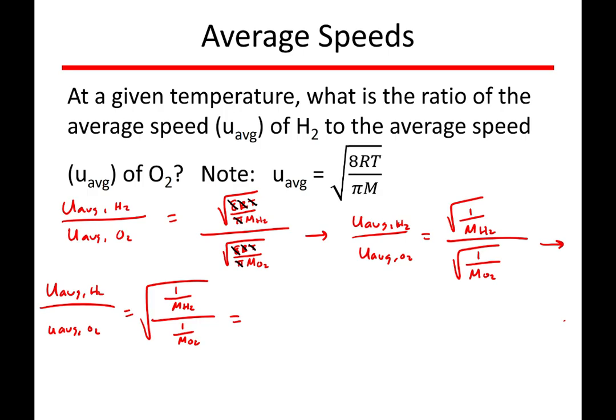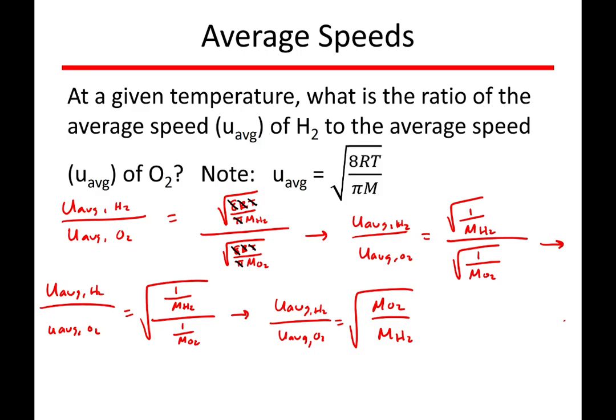And then when you have 1 over something, like what we have in the case of 1 over MO2, when you put something in the denominator of a denominator, that cancels out and you bring it up to the numerator. So we'll rewrite this now to say the ratio U average of the H2 over U average of the O2 is equal to the square root of MO2 over MH2, just like that.